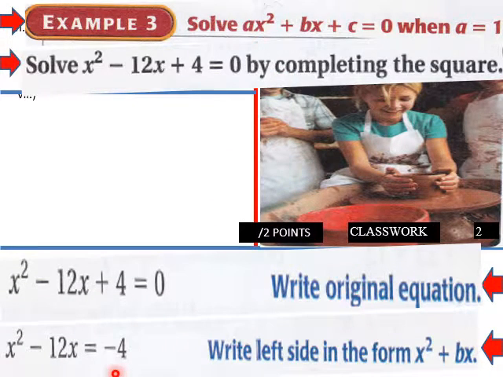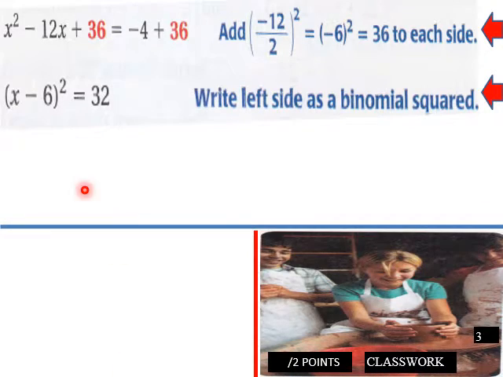Well, we write the left side in the form of x squared plus bx, so we move over our c to the right side, so we subtract 4 from both sides. And then we add 1/2 of negative 12, which is negative 6, and square it to both sides. So we have 36 we add to this side, 36 we add to this side.